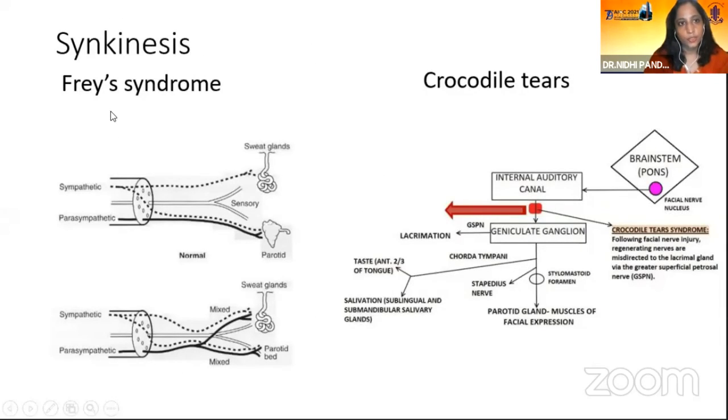The synkinetic syndromes like Frey's syndrome, where the parasympathetic branches start innervating the sweat glands and the cutaneous tissue, and hence there is sweating and flushing during mastication. Similarly, in crocodile tears, which usually follows Bell's palsy, the salivatory nerve fibers are misdirected to the lacrimal gland, and hence during mastication there is lacrimation.